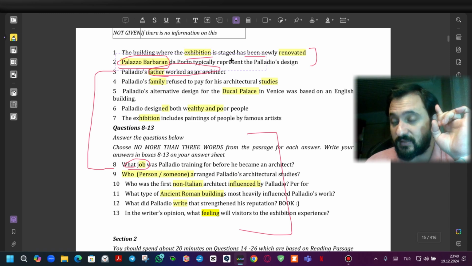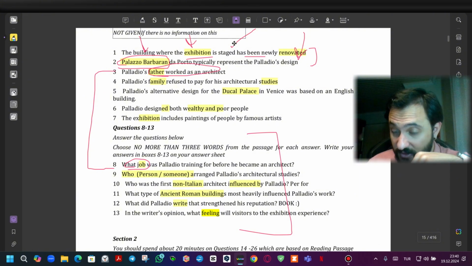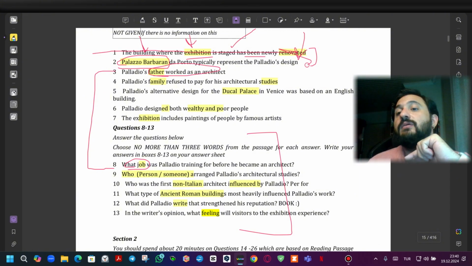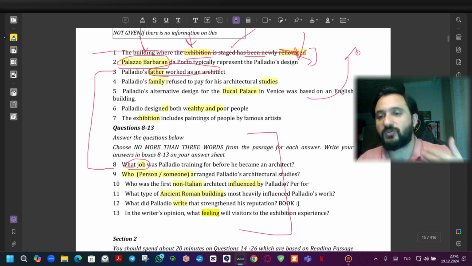While you are reading the text, if you see exhibition, if you see building, if you see renovation, if you see stage, any kind of keyword, stop. Never continue. Come to the questions. Read your question fully, then continue after the keyword. Then try to find the answer.